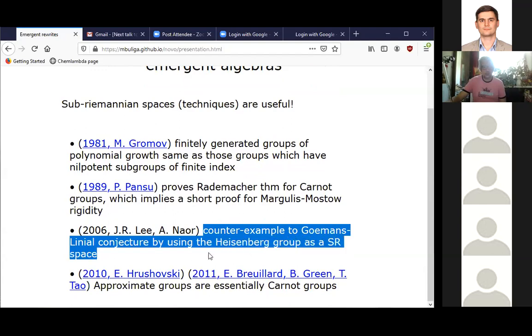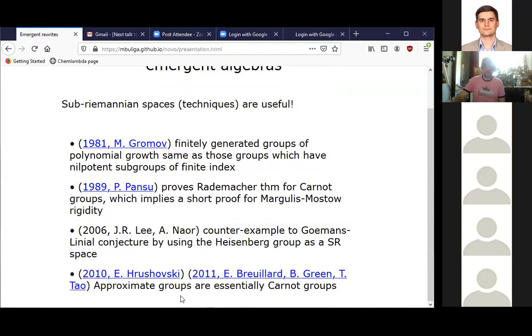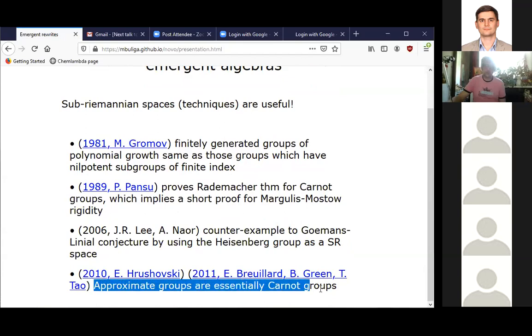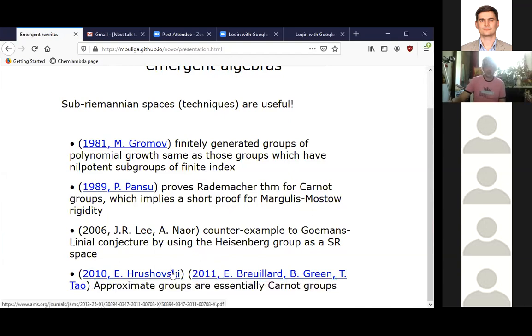And there are other uses. For example, in computer science, there's a counterexample to a conjecture which uses the Heisenberg group as a Carnot group. And this is another very intriguing result. There is a notion of approximate groups, which was introduced, I forgot by whom first, but the structure of these approximate groups was described by a logician, Hrushovski, and then by Breuillard, Green, and Tao. What they say is that essentially approximate groups are pieces of Carnot groups, if big enough. So it's very useful, but it's not well known.